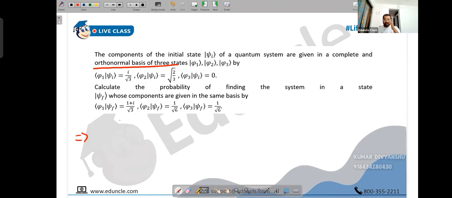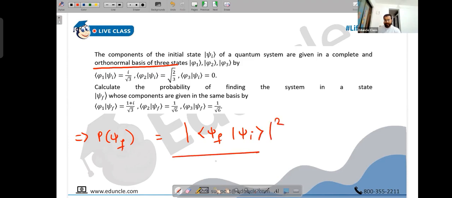Okay, let's get started. What are they asking? They're asking us to calculate the probability of finding the system in the state psi f. Now apply the formula of probability. What is the probability that I will get psi f? It is mod of psi f into initial psi I the whole square upon psi I psi I. Now when we apply psi f on psi I, we will have psi f phi 1. What is psi I? Components of initial state. Let's say this is equation 1.